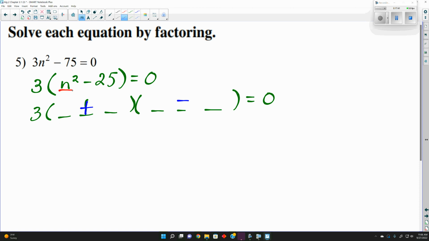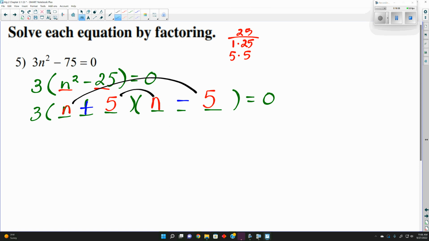Now the factors of the first term, n squared, are going to be n and n. Factors of 25 are 1 and 25 or 5 and 5. Which one do we want to try first? 5 and 5. And if we try this here, n times negative 5 and 5 times n. Well, n times negative 5 is negative 5n plus 5n. And what is negative 5n plus 5n?